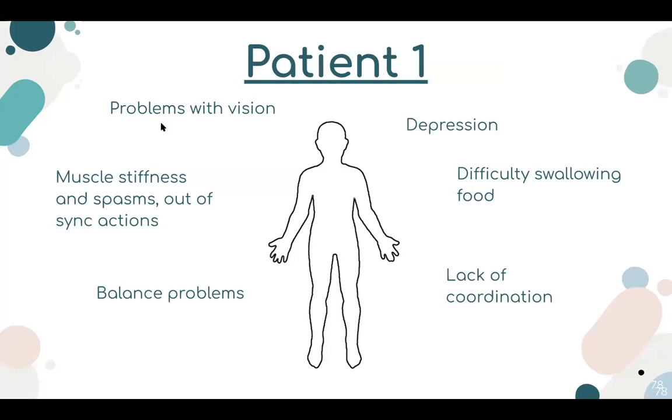So the first patient we have here has problems of vision, muscle stiffness and spasms, balance problems, depression, difficulty swallowing food, and lack of coordination. So if you do have an answer, you can put it in the chat. Also, your options are Alzheimer's, stroke, PVL, anxiety, and MS.